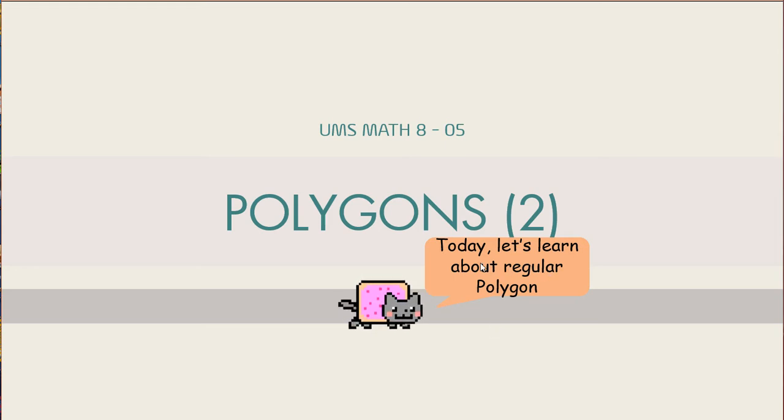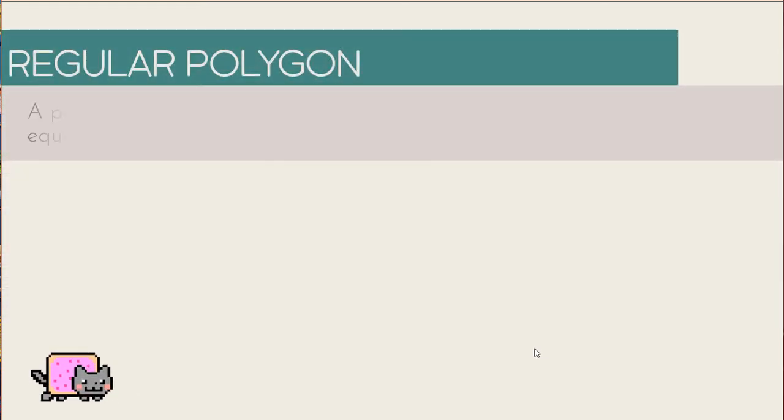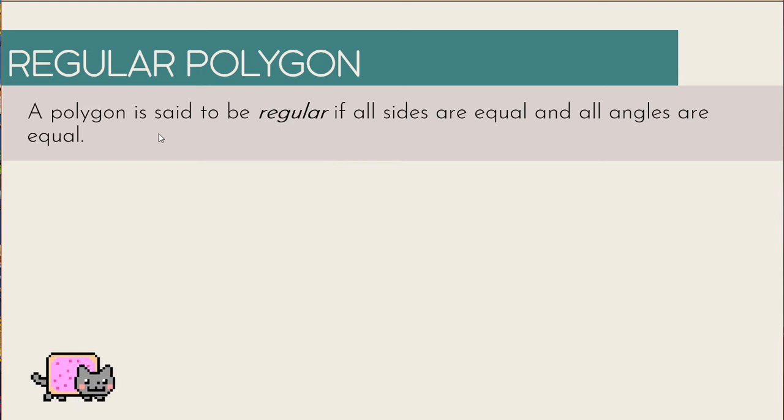Okay, so today we are gonna learn about regular polygons. Let's see what we have about regular polygons. A polygon is said to be regular if all sides are equal and all angles are equal. Quite straightforward, right?